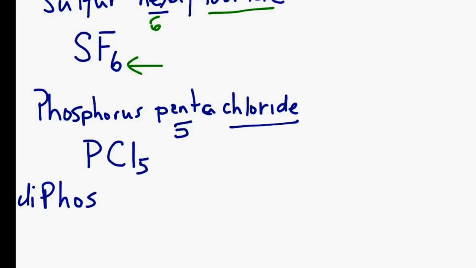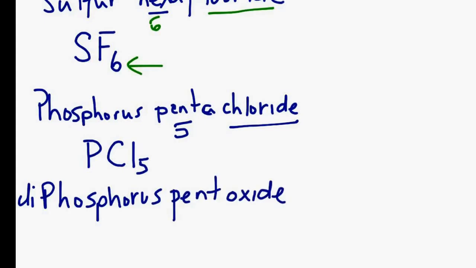Another good example, diphosphorus pentoxide. You'll notice for oxygen, if it's an oxide, we drop the letter A. So it's not pentaoxide, it's pentoxide.